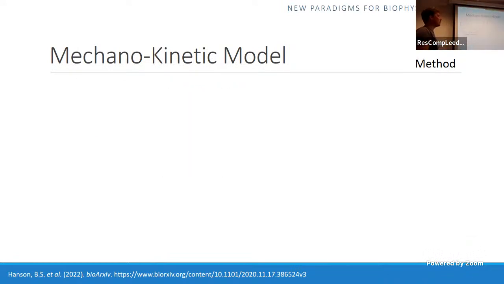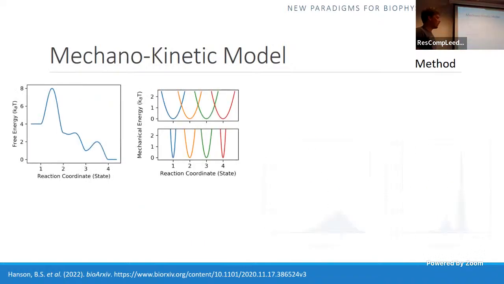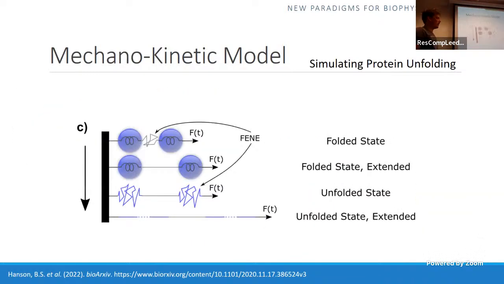So it's like a way of moving backwards and forwards between continuous dynamics of springs and things stuck together, and discrete things that are happening at the next scale up. And you can also use that to do protein unfolding.